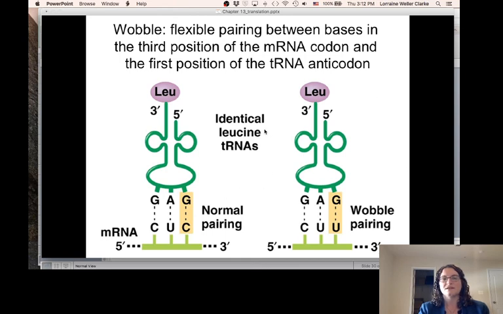So again, these are identical tRNAs, slightly different codons. Same concept here, okay? G and C can normally pair, and it's always GAG here, but it can also bond with U, and that's the wobble pairing, because it's not a true pairing. This is working with the degeneracy part, okay?